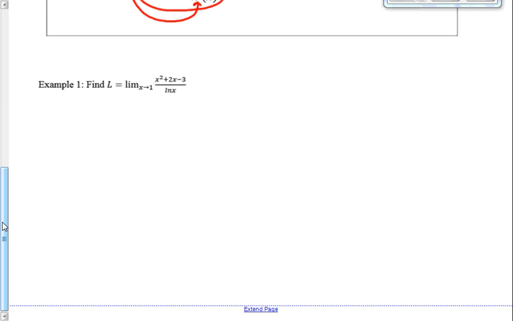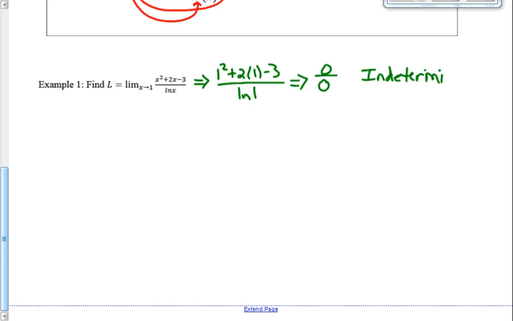So the first thing I need to do is evaluate this limit and see what I get, because I have to get an indeterminate form before I can use L'Hôpital's. Now I don't usually like to use an equal sign, I use kind of an arrow sign because I'm looking for an indeterminate form. So the first thing I do is I plug in, let's see what we get. And on the top I end up with a 0, on the bottom I end up with a 0, and this is an indeterminate form. So once I have an indeterminate form, I can use L'Hôpital.